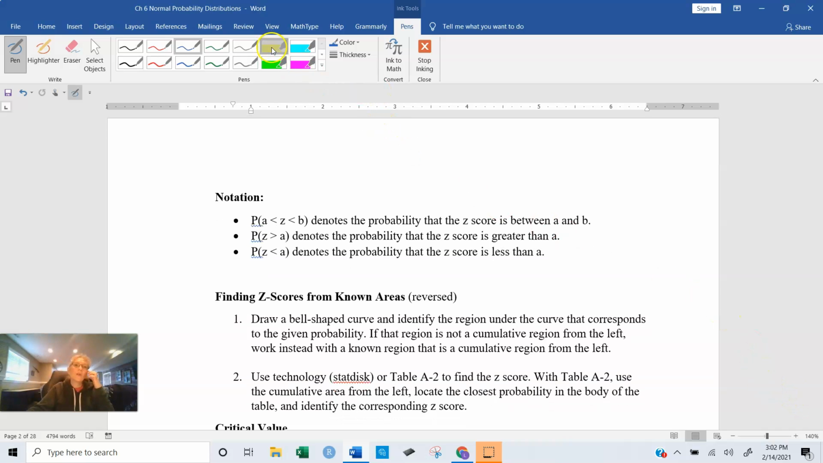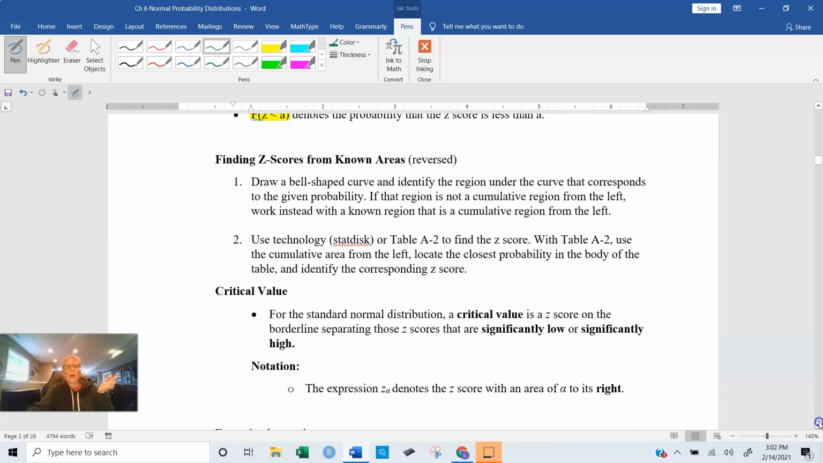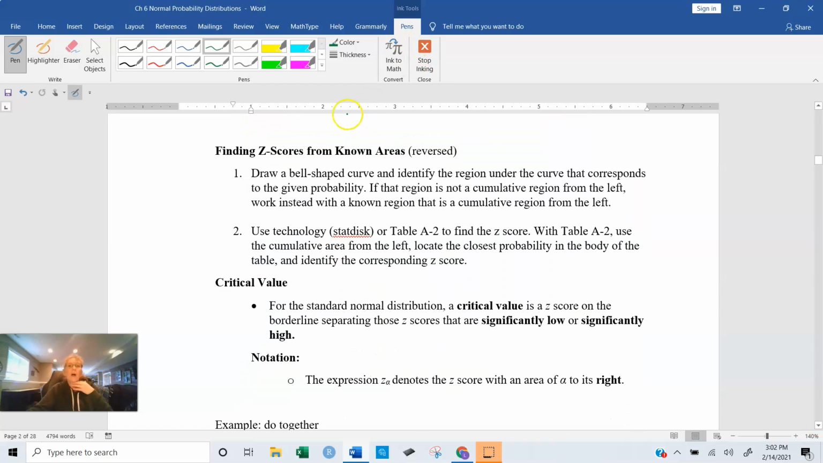This is what we just used on the other page. So this is when it's between two numbers, greater than a number, or less than a number. Make sure you are doing those correctly. Remember, stats is all about notation. All right, when you're finding a z-score from an unknown area, your first step is draw a bell-shaped curve. So I expect to see a lot of those. If that region is not cumulative from the left, work instead from a known region. All right, we can do that.